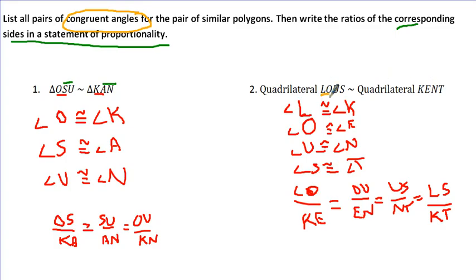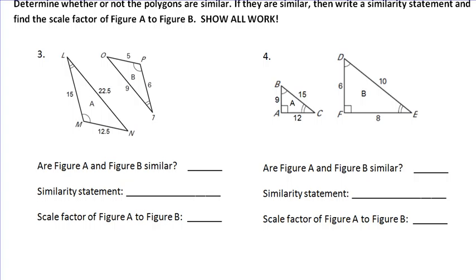And then, again, LO to KE, OU to EN, US to NT, and then finally LS to KN, or LS to KT, I'm sorry. So those are the quick, easy ways to begin your quiz on Monday. It shouldn't be any difficulty for you to go right through, list all 4 or 3, however many depending, of congruent angles, and then listing all the proportionalities. So that should be good there. Okay, let us move forward.